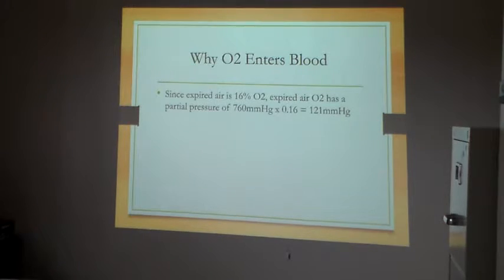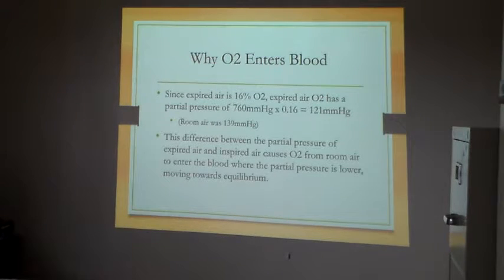So the reason that the O2 enters the blood is that expired air is 16%. So it's only 121 millimeters of mercury. Remember, we only use approximately 5% of the air we breathe in. Well, I say 5%, but 16 versus 5, so it's actually about 25% of the air we breathe in. Room air has 139 millimeters of mercury. So the difference between these two is not that great. 121 versus 139. It's not a big difference.